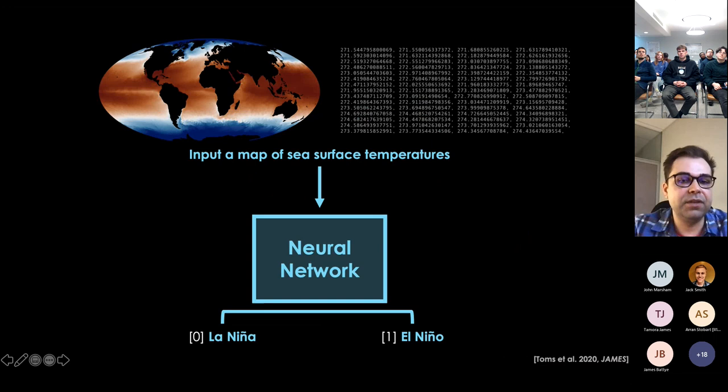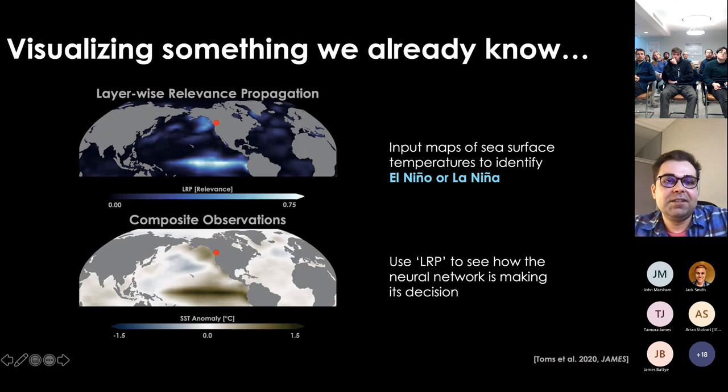Imagine we have a neural network where we have maps of sea surface temperatures. We create a simple binary classification neural network, and all we want to do is ask the neural network to tell us from that global map of sea surface temperatures whether it was an El Niño or La Niña. That's all we're asking. Then we can use the explainability method to figure out, okay, the neural network is telling me it's an El Niño or La Niña, but did it learn that for a physical-based reason, or is it just some statistical construct?